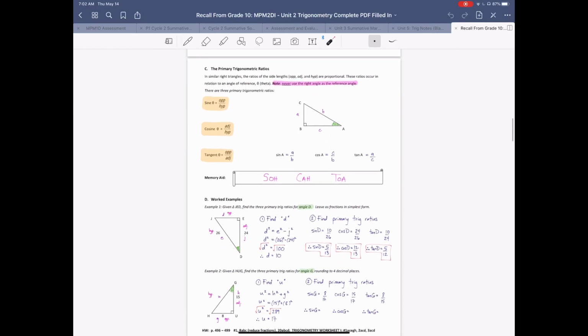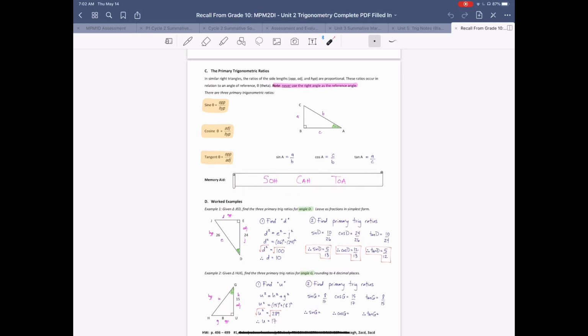So for example, you should know the word SOHCAHTOA, that's the abbreviation to help you remember this formula. Sine theta equals opposite over hypotenuse. Cosine theta is equal to adjacent over hypotenuse. Tangent theta is equal to opposite over adjacent.